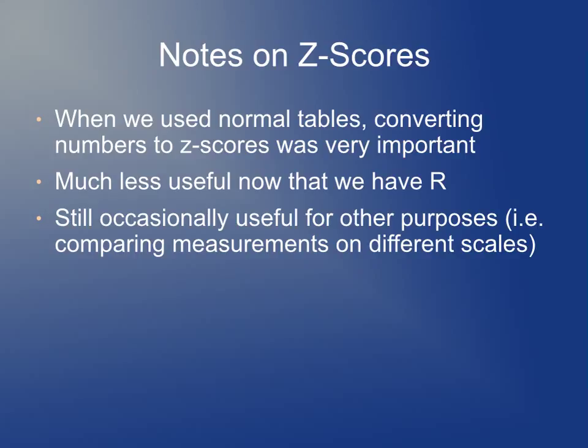But as I was saying, before we had computers, you couldn't possibly create normal tables for every possible value of the mean and variance. They created one table for when the mean was 0 and the standard deviation was 1, and you converted everything to a z-score to calculate the probabilities. Nowadays, we just use R, so it's not that important to know how to do this. I mention these z-scores just because you'll still see them in papers sometimes. You'll occasionally use them for other purposes, such as comparing measurements on different scales.